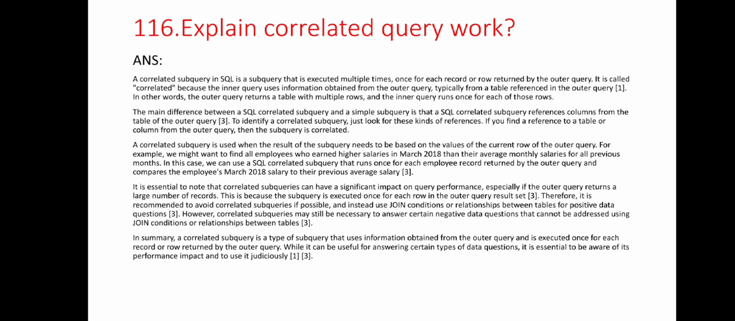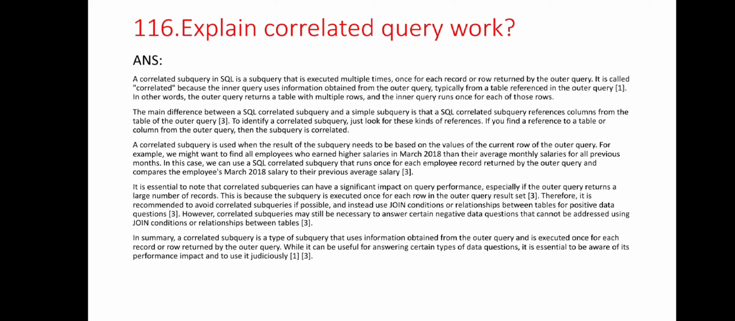In other words, the outer query returns a table with multiple rows and the inner query runs once for each of those rows. The main difference between a SQL correlated subquery and a simple subquery is that the SQL correlated subquery references columns from the table of the outer query. To identify a correlated subquery, just look for these kinds of references. If you find a reference to a table or column from the outer query, then the subquery is correlated.